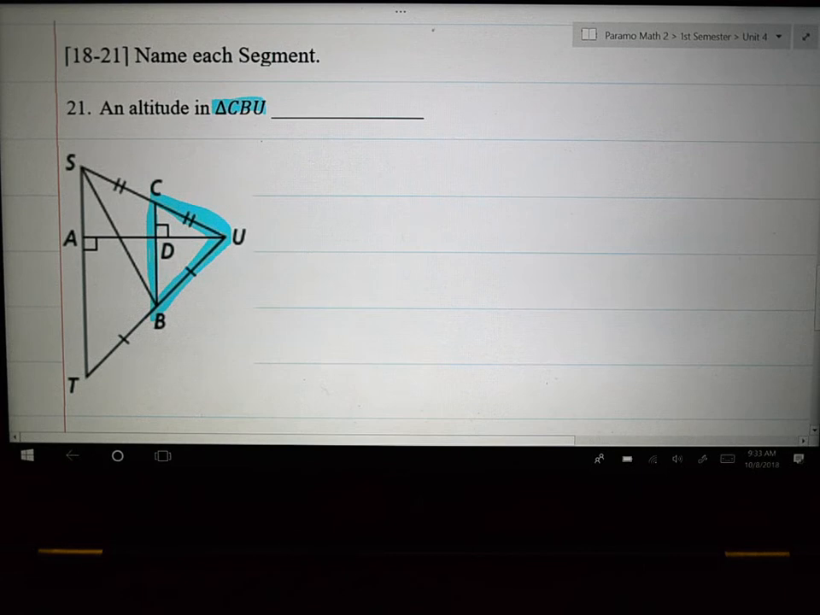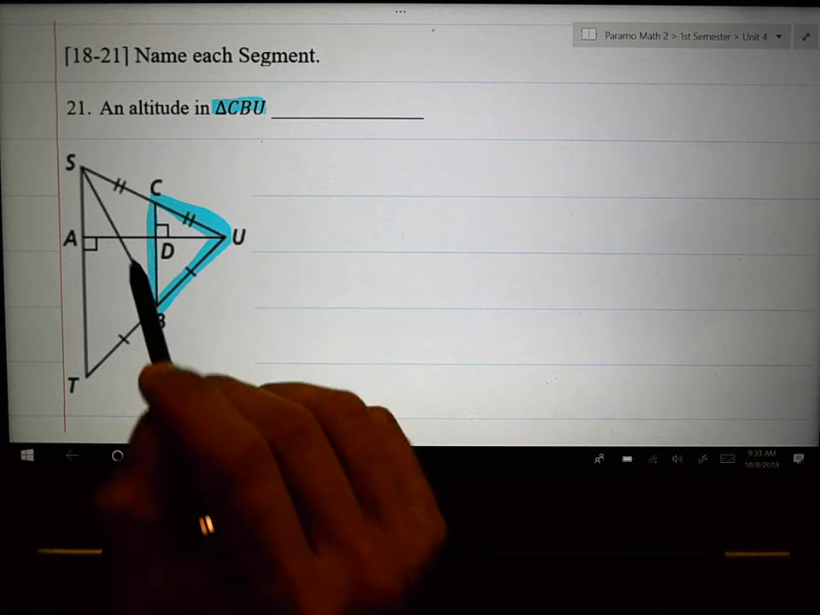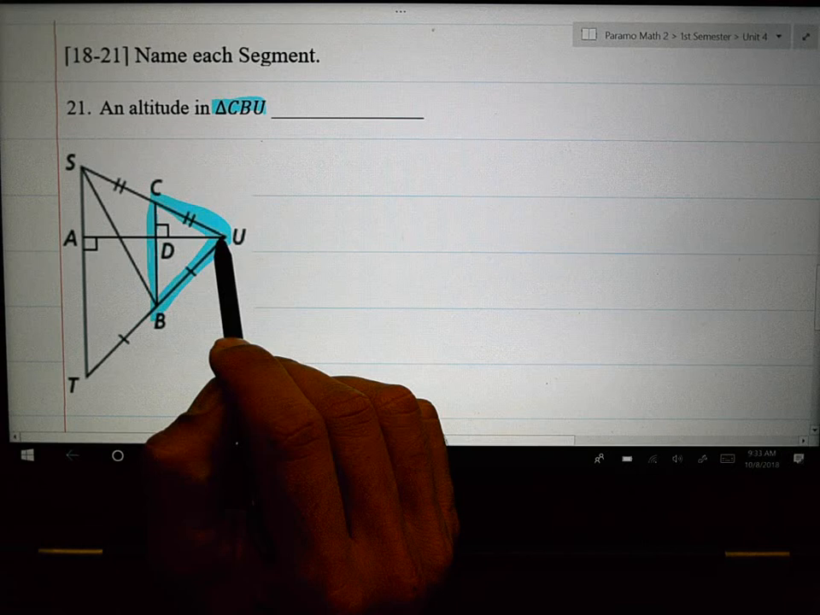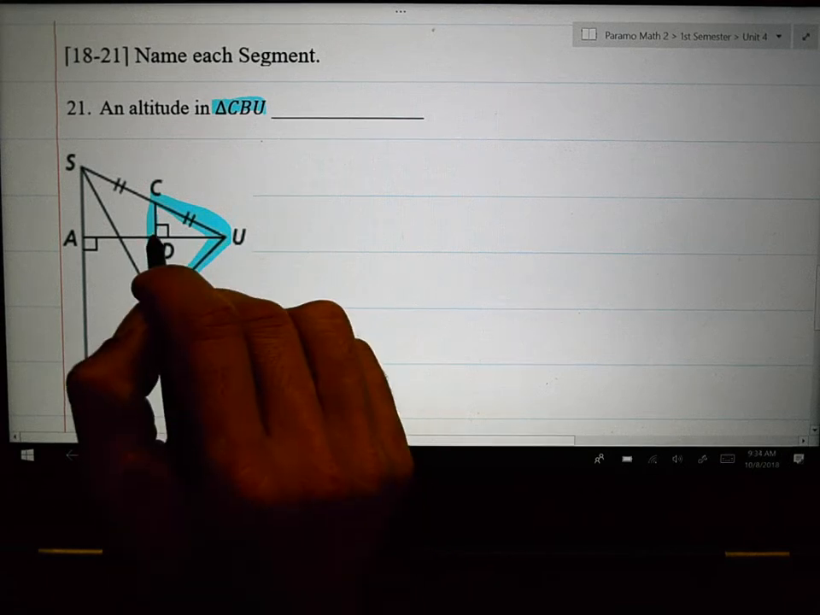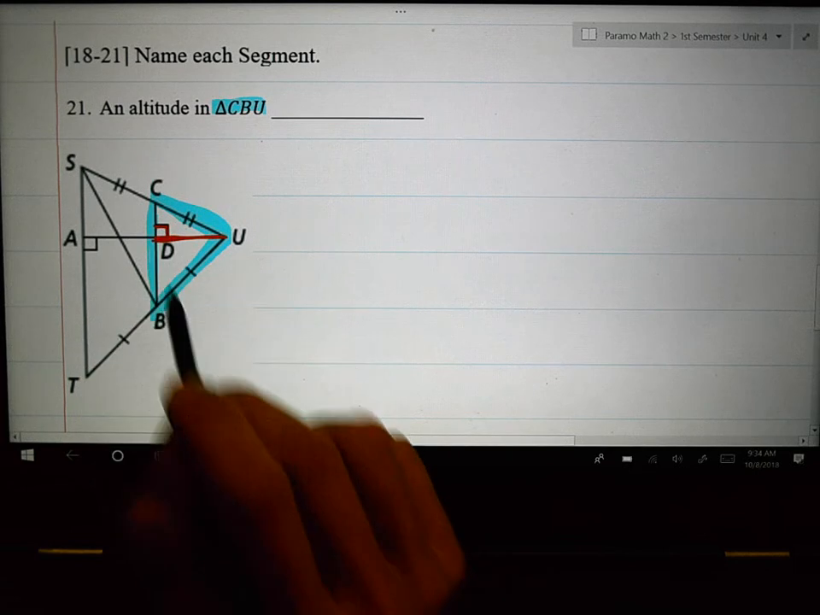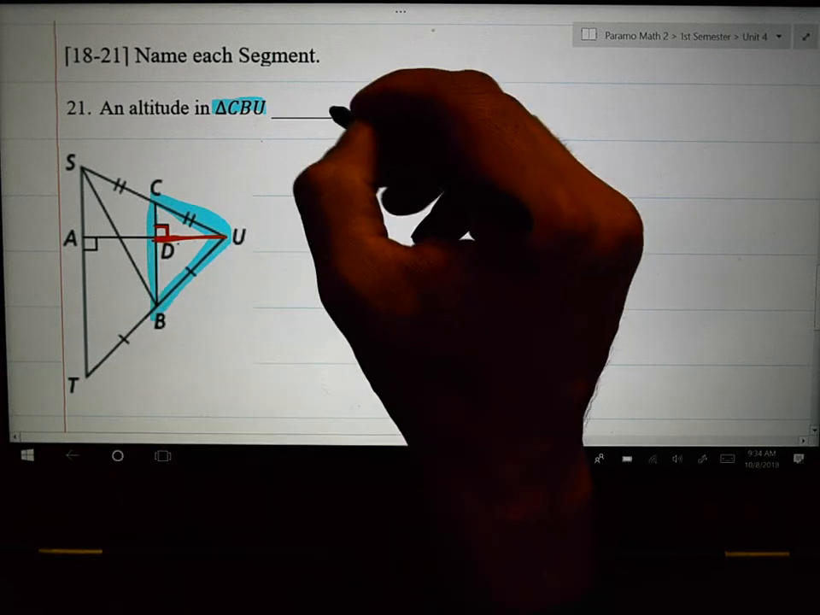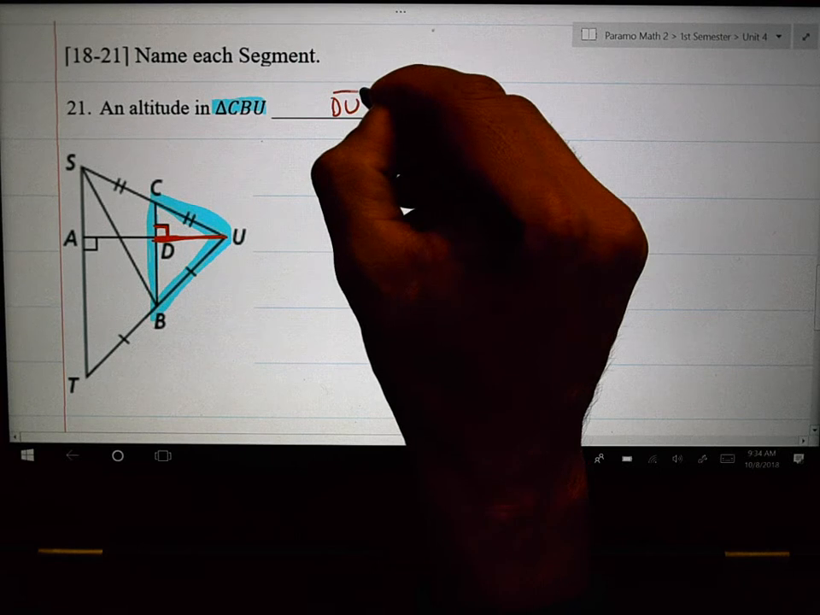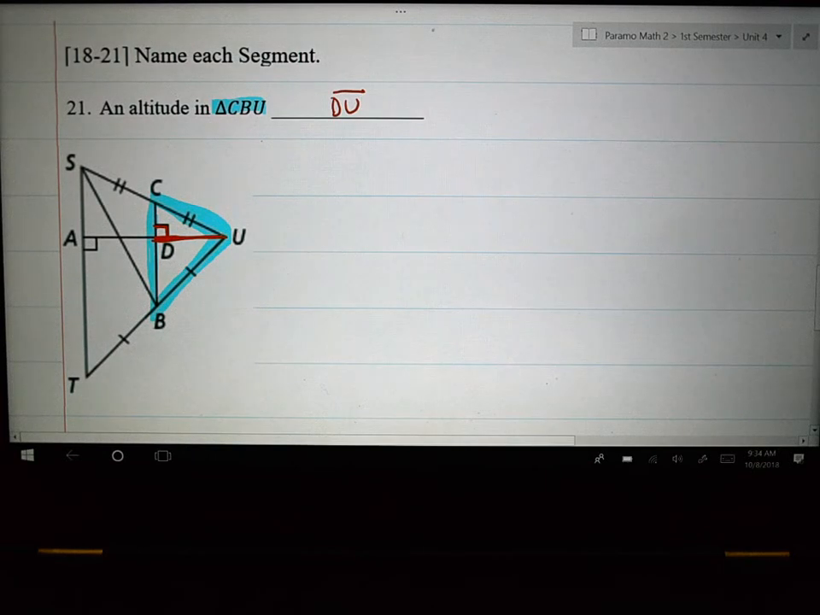So an altitude is one that goes to the vertex and is perpendicular to one of the sides. I see only one altitude in this particular problem. There are 2 letters that are perpendicular and goes through the vertex. This right here is the altitude. How do I label it? Segment DU. Or segment UD. I would accept that as well.